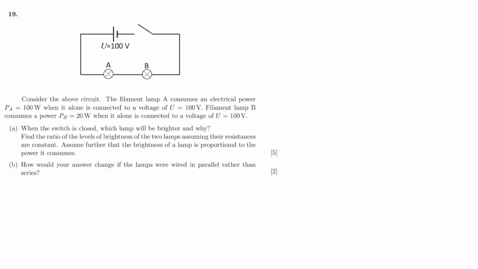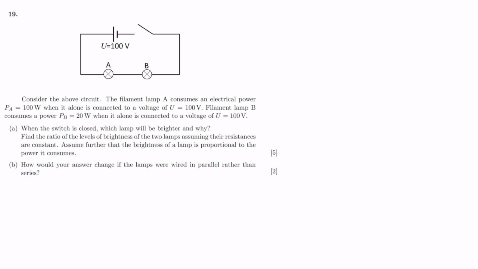Okay, next one, consider the above circuit. The filament lamp A consumes electrical power of 100 watts when it's alone connected to a voltage of 100 volts. Filament B consumes a power of 20 watts when it's alone connected to a voltage of 100 volts. When the switch is closed, which lamp is brighter? And we have a hint over here. We want to figure out the ratio of the level of brightness of the two lamps, assuming their resistances are constant. Assume further the brightness of a lamp is proportional to the power that it consumes.